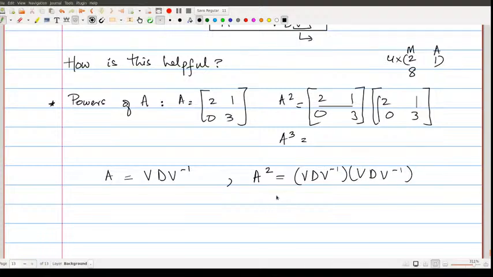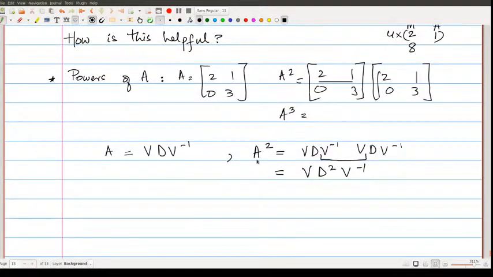And you can immediately see what's going on because matrix multiplication is associative, so I can basically write the parentheses wherever I want. And this is a nice thing that happens, right? That V inverse and V multiply to give us the identity, which means this just becomes V D squared V inverse. And this doesn't just happen for A squared.